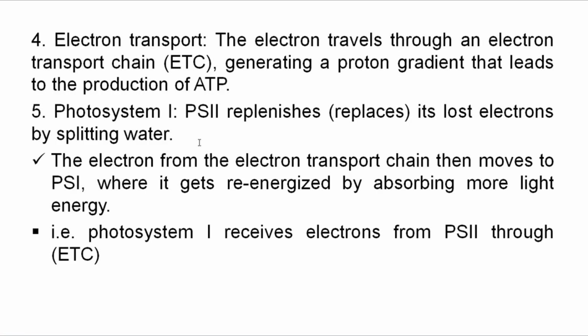Good. The electron from the electron transport chain then moves to photosystem 1. Yes, the electron from photosystem 2 passes to the primary electron acceptor. From the primary electron acceptor, the electron moves through the electron transport chain. From the electron transport chain, that electron moves to what?